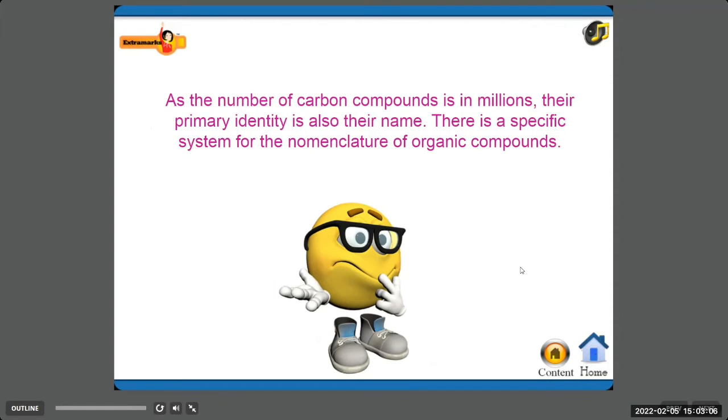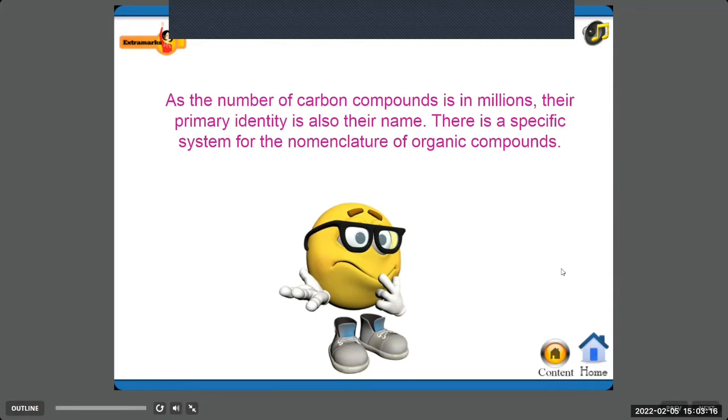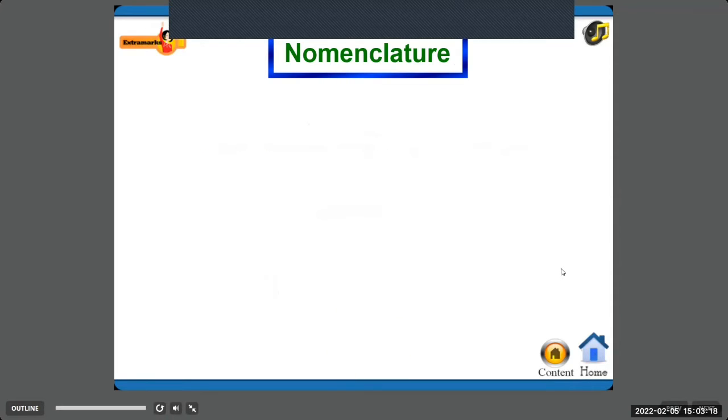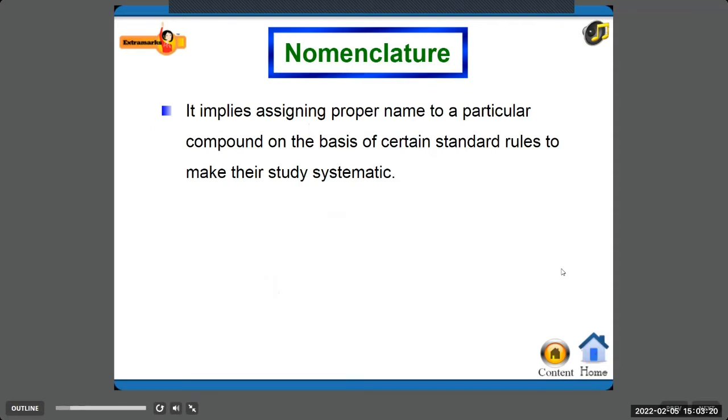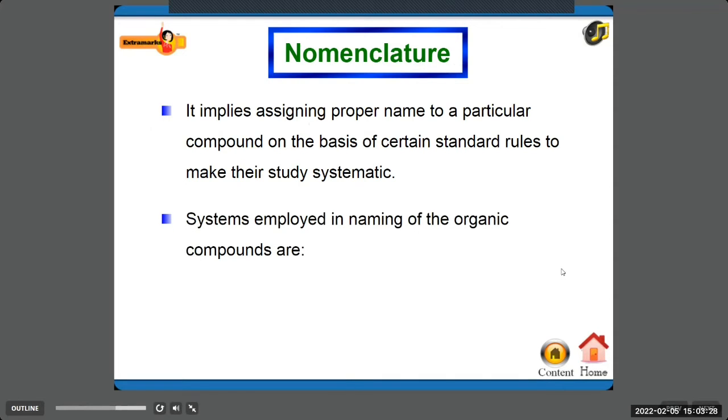As the number of carbon compounds is in millions, their primary identity is also their name. So, there is a specific system for the nomenclature of organic compounds. Nomenclature implies assigning proper name to a particular compound on the basis of certain standard rules to make their study systematic. There are two systems employed for naming of organic compounds.